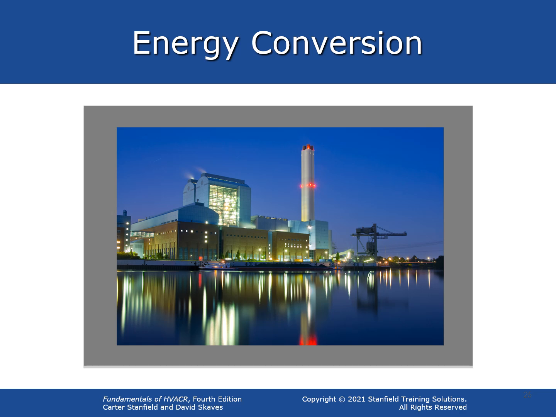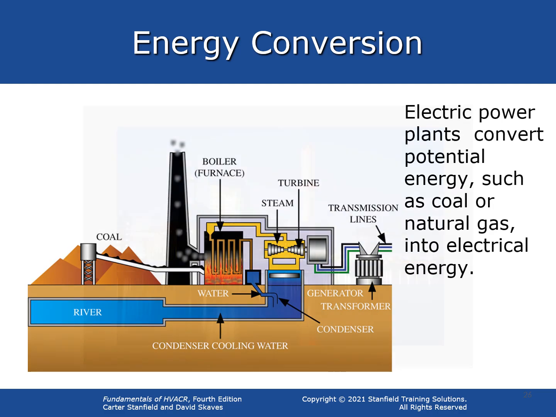Operating appliances, heating and cooling our homes, and transporting people and goods all depend upon energy conversion. Energy can be converted from one form to another. The purpose of an electrical power plant is to convert existing forms of potential energy, such as coal or natural gas, into electrical energy. These conversions are not perfect.